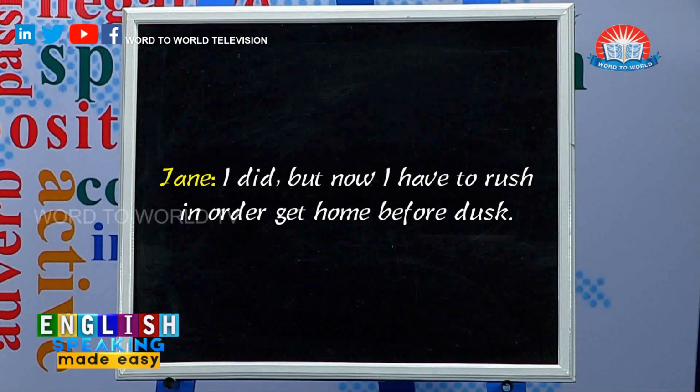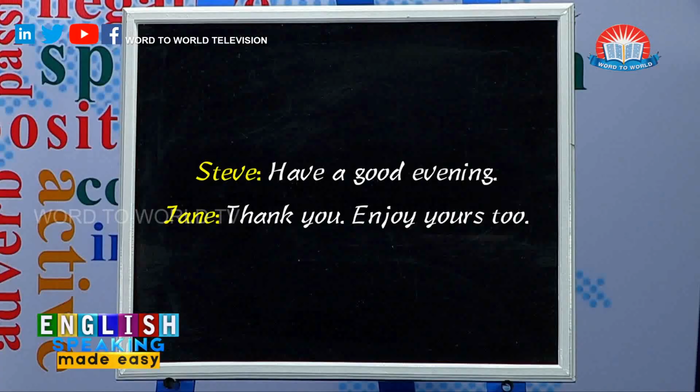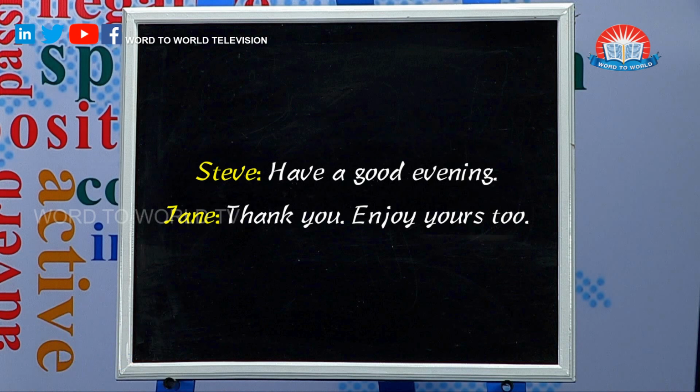Jane said, I did, but now I have to rush in order to get home before dusk. So dusk means I have to hurry now in order to get home before dusk. And then Steve wishes her, have a good evening. And Jane tells him, thank you, enjoy yours too. So that's how the conversation ends.